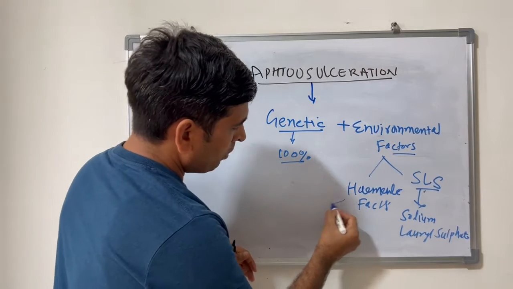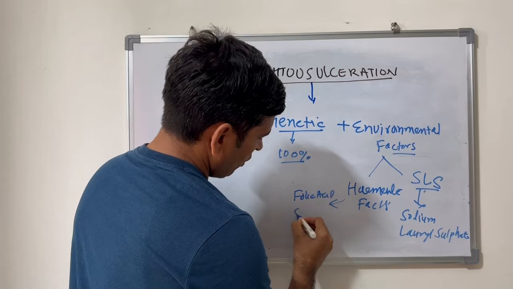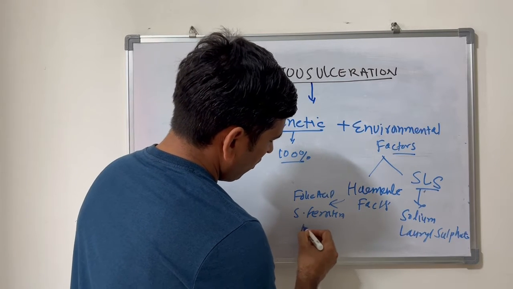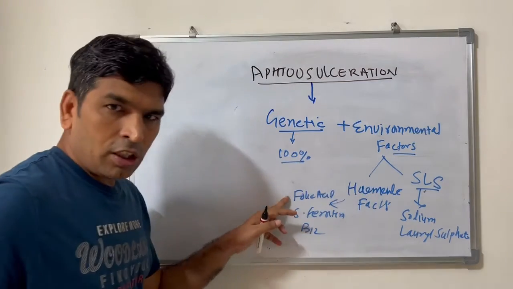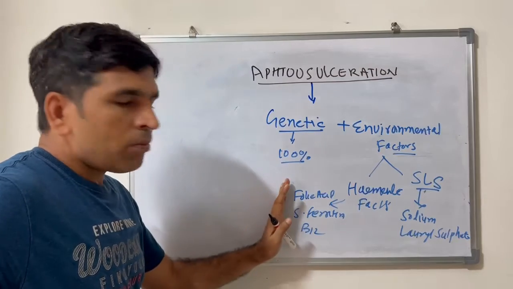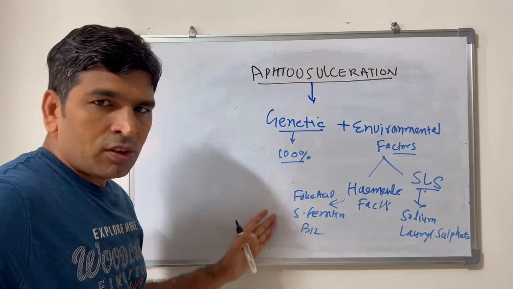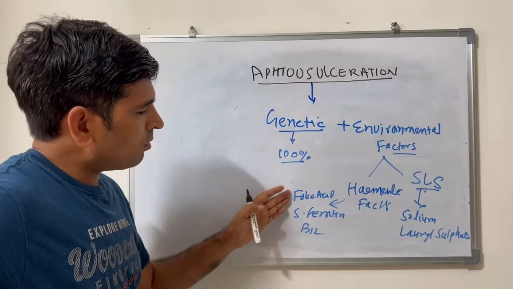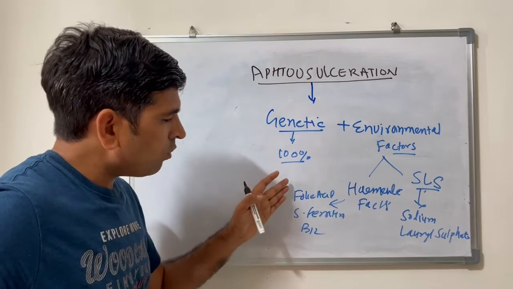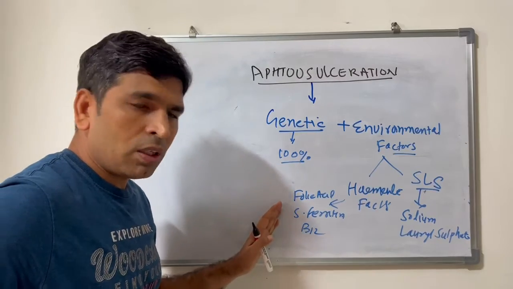What is hematinic? The main important ones are folic acid, serum ferritin in the blood, and B12. These three are very important for Aphthous ulcer formation. Sometimes there is a normal CBC even though these deficiencies exist, so these factors should be ruled out in the blood investigation. If you correct these, Aphthous ulceration will not occur in most cases.